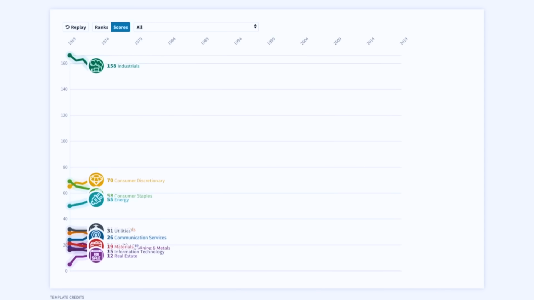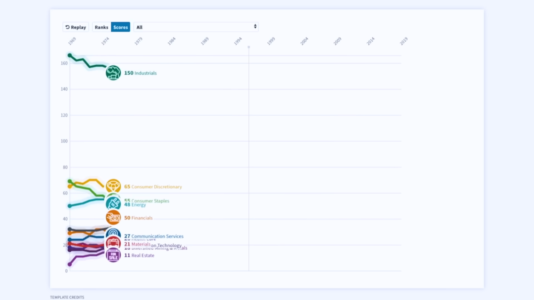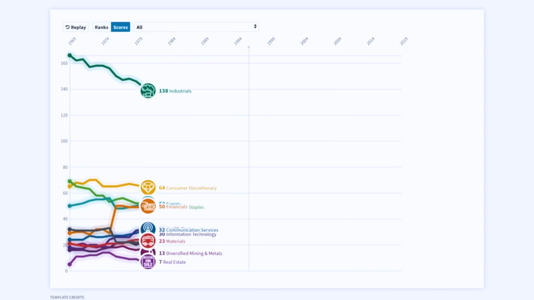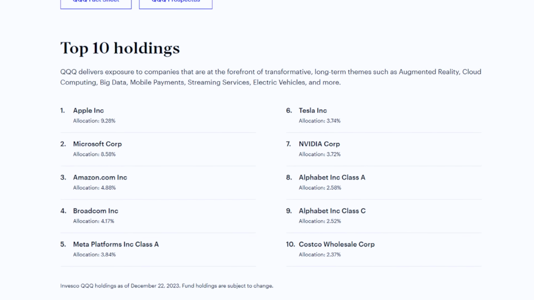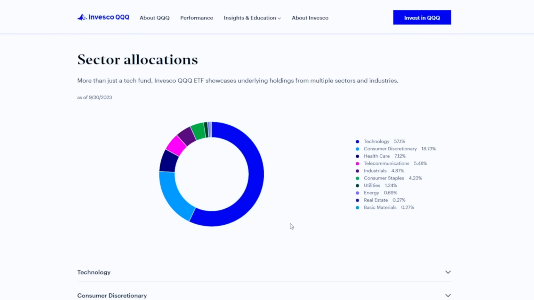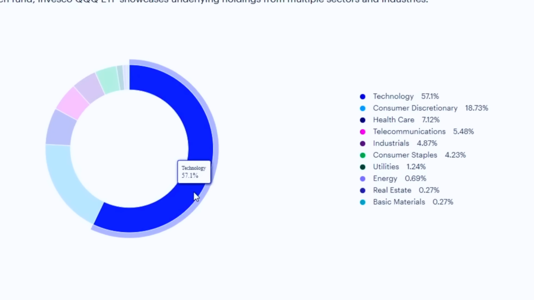Another thing to consider is that industries come and go all the time. For example, in the 1970s, the US was dominated by a lot of industrial companies. Then in the early 2000s, it was financial companies. And now, tech companies. So by just focusing mainly on QQQ, which is tech heavy, you might be missing out on growth opportunities from the other sectors.